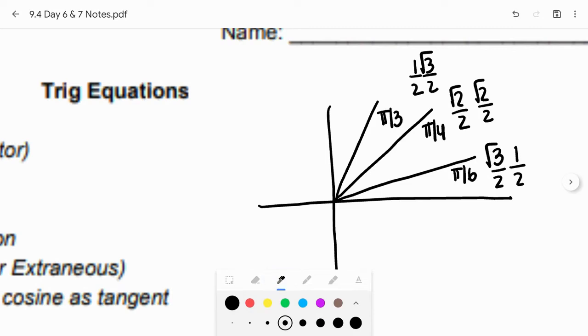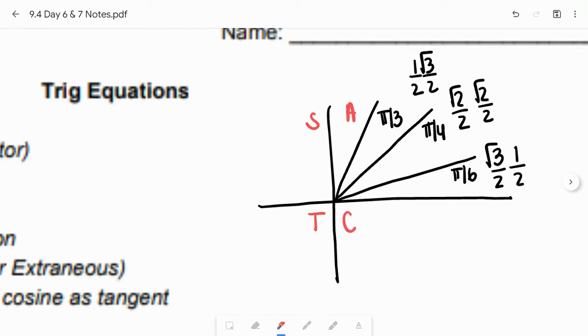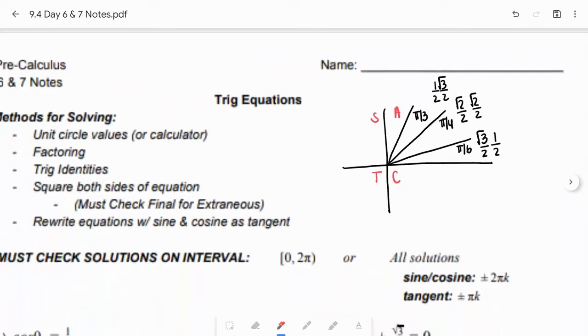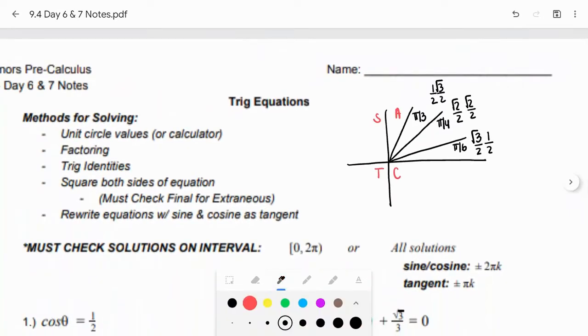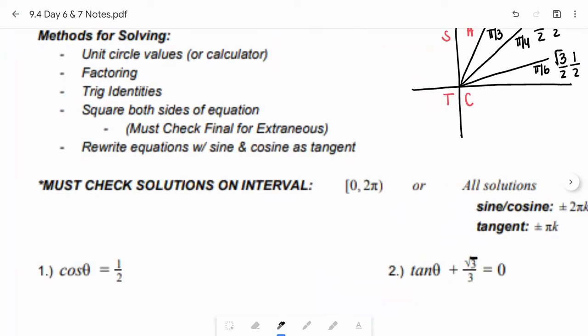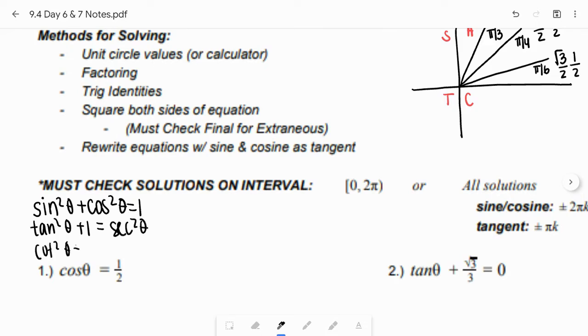And then the last thing I just want to write down is all students take calculus, so I remember where things are going to be positive or negative. And then just some trig identities that may come in handy. So we should know these already and have these memorized, but sine squared plus cosine squared is equal to 1. Tangent squared plus 1 is equal to secant squared. And then cotangent squared plus 1 is equal to cosecant squared.